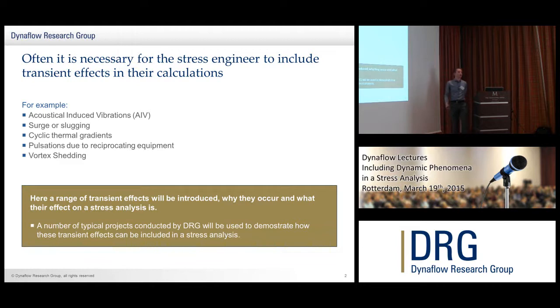For example, how do you include acoustically induced vibrations, or the change in the temperature of the fluid within the piping, or pulsations, or vortex shedding. What we're trying to do today is look at a range of different transient events. What are they? When might they actually occur? And what is their effect on stress analysis? With the help of a few examples, we're going to show you how you'd incorporate these effects and calculate whether they're important for your system or whether you have to change it.